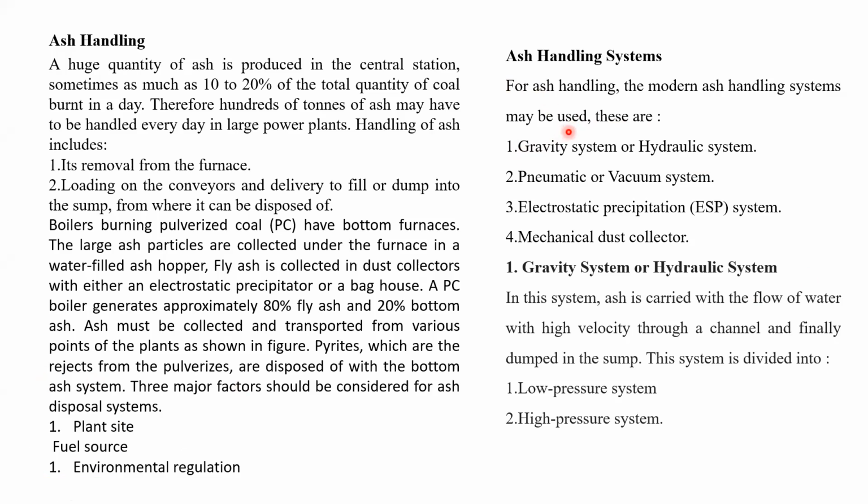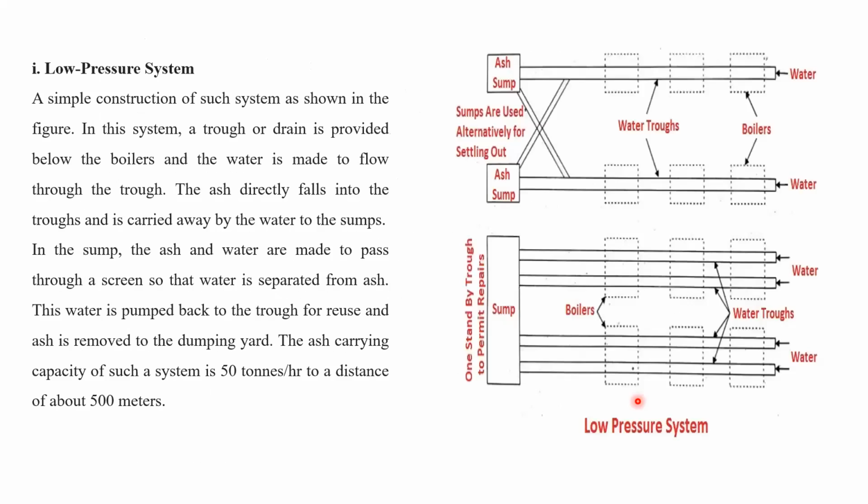Ash handling system. The modern ash handling system may be used. There are gravity or hydraulic systems, pneumatic or vacuum systems, electrostatic precipitation systems, and mechanical dust collectors. Let us see in brief one by one. You have to know what ash handling is and what the systems, methods to remove ash, and types of ash handling systems are. In the gravity system, there are two types again: low pressure system and high pressure system.